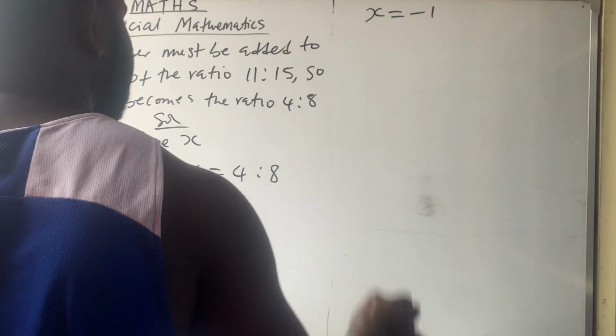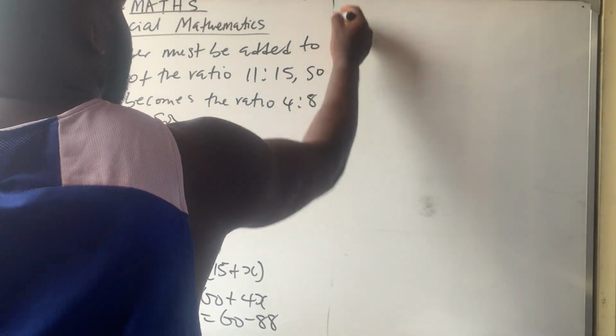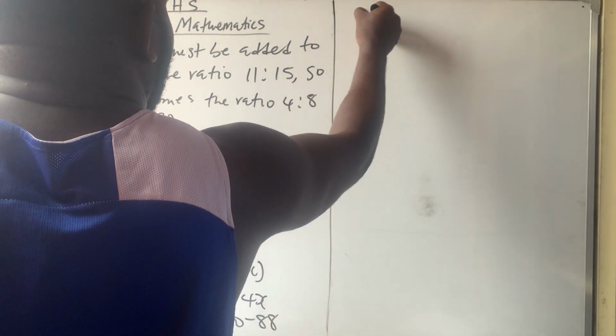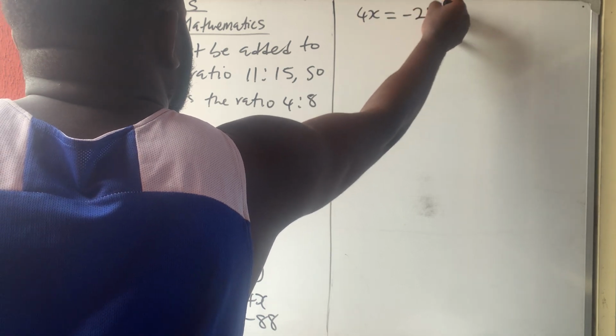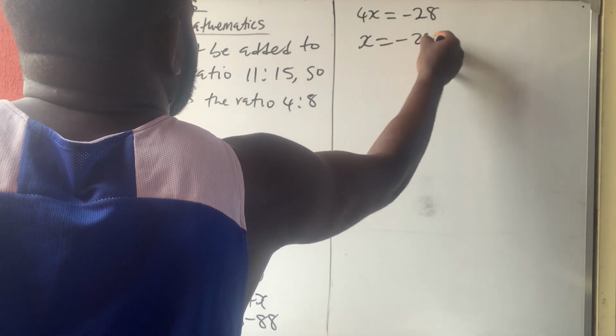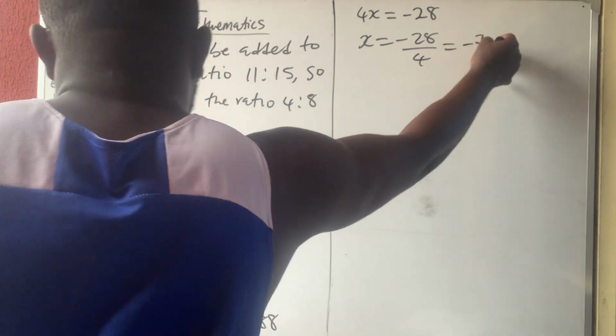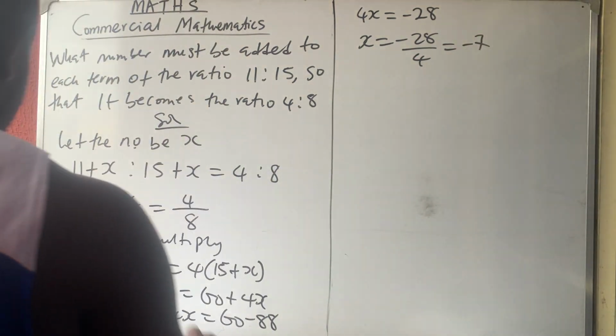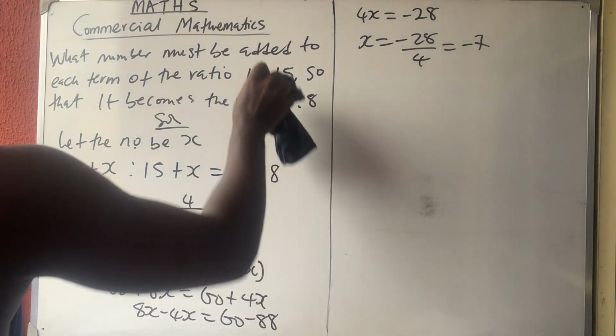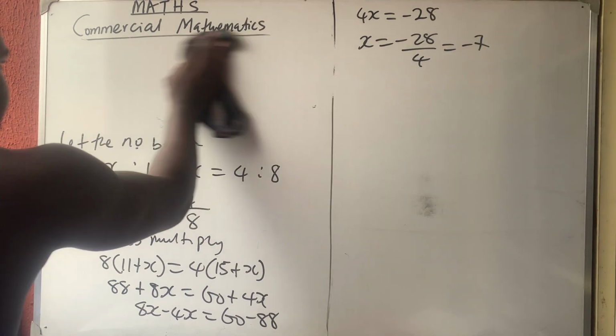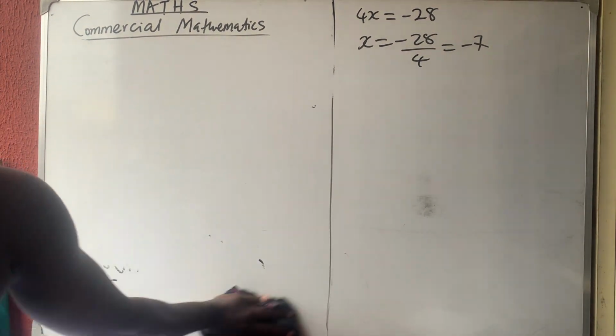So we are now having that, what? 4x is equal to what? Minus 28. So x is minus 28 divided by 4, which is what? Minus 7. So minus 7 is to be added to both of them to get that particular ratio, right? Very, very simple.